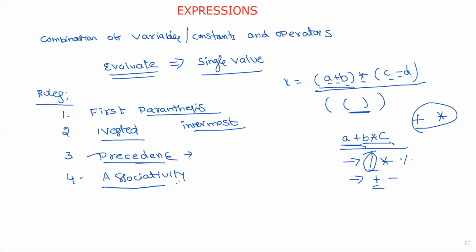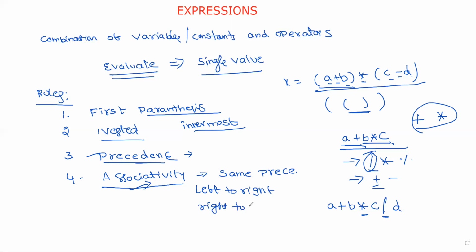Now, when associativity comes into the picture, simple thing, if an expression is like this, a plus b into c by d, observe carefully here multiplication and division both have the same precedence. That means if an expression contains more than one operator with the same precedence, then we have to follow associativity. Associativity in the sense, the order of execution, either left to right or right to left.